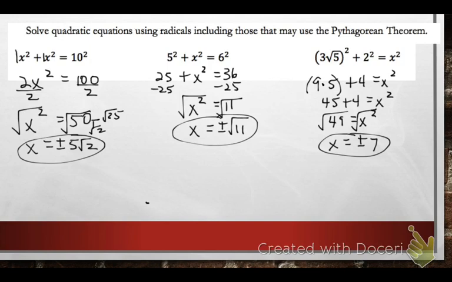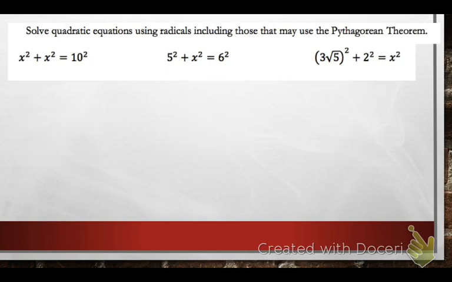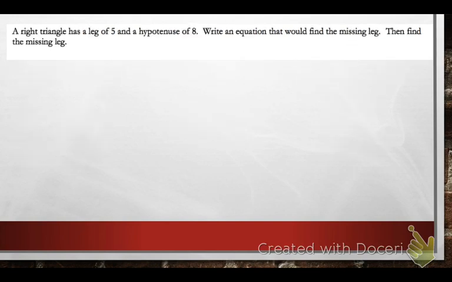Alright, let's do one more problem. So a right triangle has a leg of 5 and a hypotenuse of 8. So let's draw a picture. So draw yourself a right triangle. That means a triangle that has a right angle. Label one of the legs 5, and then the hypotenuse, which is across from the right angle, is x. I'm sorry, 8. And then our other leg will be labeled x.